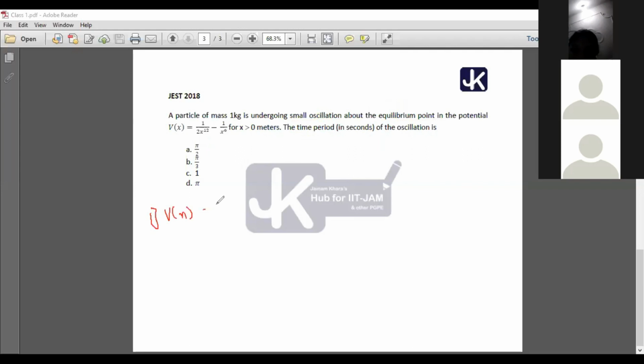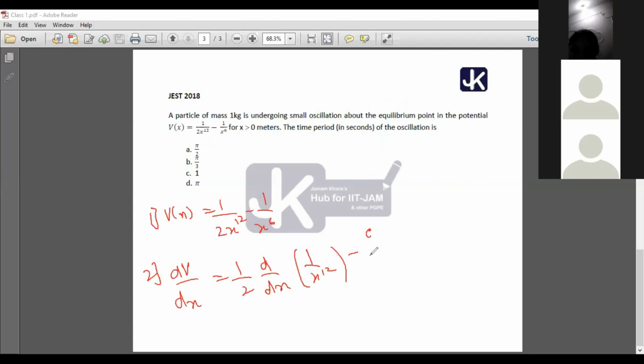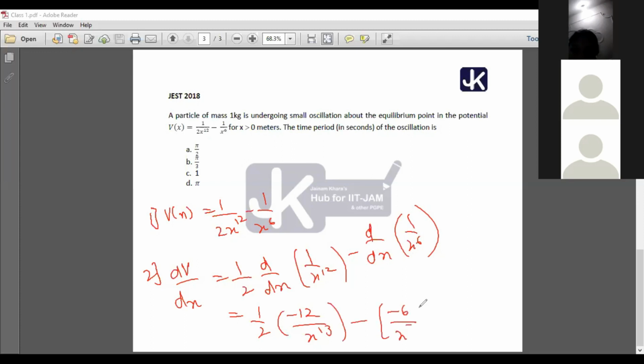So let's proceed. Let's take the first step. First step is given to us. V of X is 1 upon 2 into X raised to 12 minus 1 upon X raised to 6. Second step, derivative dv by dx. So this is 1 by 2 d by dx of 1 upon X raised to 12 minus d by dx of 1 upon X raised to 6. So this will be half into, what is the derivative of 1 upon X raised to 12, people? Minus 12 upon X raised to 13, minus, what is the derivative of 1 upon X raised to 6? Minus 6 upon X raised to 7.